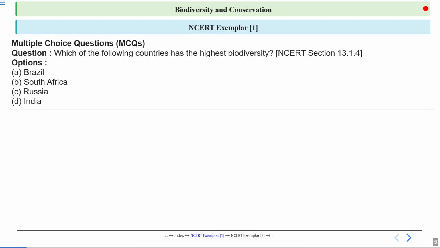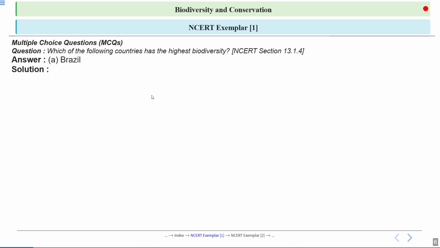So let's start with the multiple choice questions first. First question is, which of the following countries has the highest biodiversity? For more information, you can read NCERT section 13.1.4. You have four options here, and you have to select the correct answer from these four options. The first option is Brazil, second is South Africa, third is Russia, and fourth is India. So what will be the correct answer? Option A, Brazil, is the correct answer.